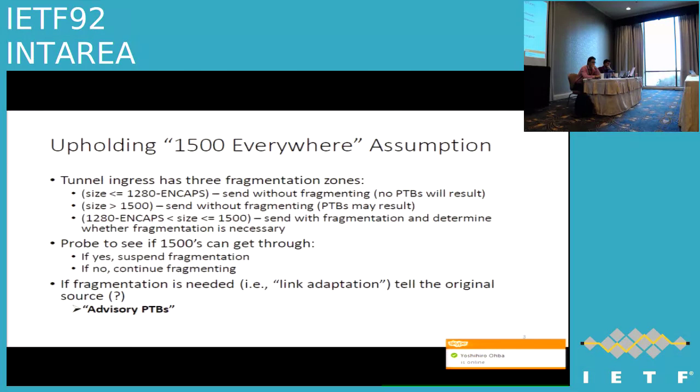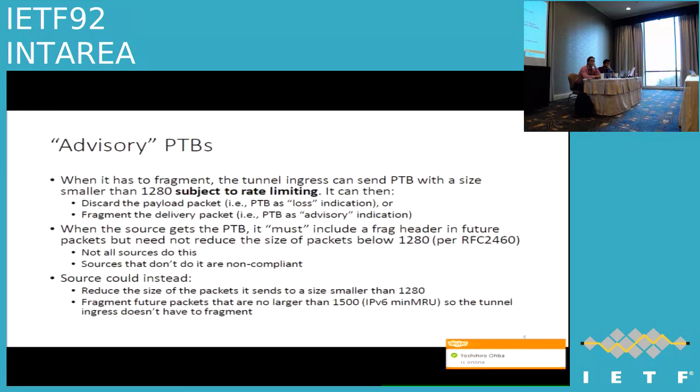Next chart. So what is an advisory packet too big? When the tunnel has to fragment, it can send a packet too big with a size that's smaller than 1280, subject to rate limiting. It can then either discard the payload packet and treat the packet too big as a loss indication, or it can fragment the delivery packet and treat the packet too big message as an advisory indication. When a source gets this packet too big message that lists a size smaller than 1280, the RFC says it must include a fragment header in future packets, but it need not reduce the size of the packets it sends below 1280, per RFC 2460.